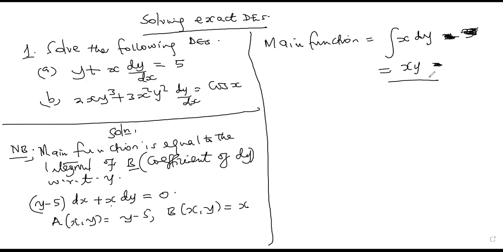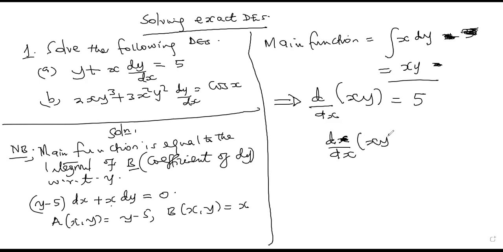Now, the terms on the left-hand side are a result of the derivative of the main function, meaning that the derivative of the main function, d/dx of xy, should be equal to 5, the right-hand side. You must equate to the right-hand side. So d/dx of xy is equal to 5. Now you integrate both sides.